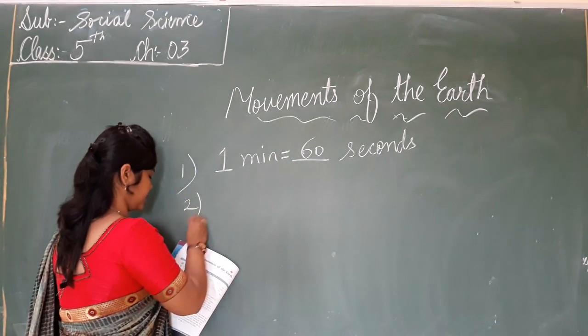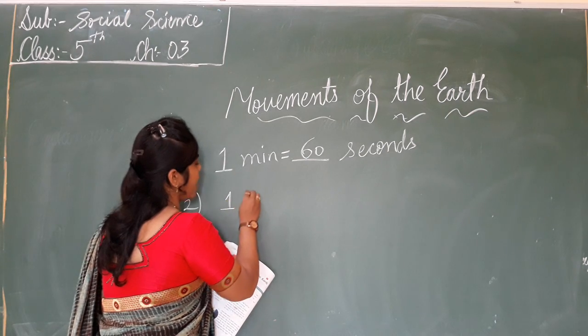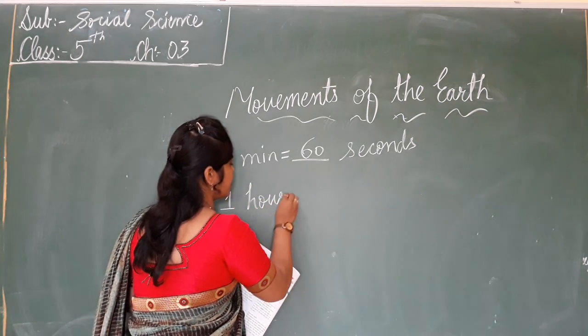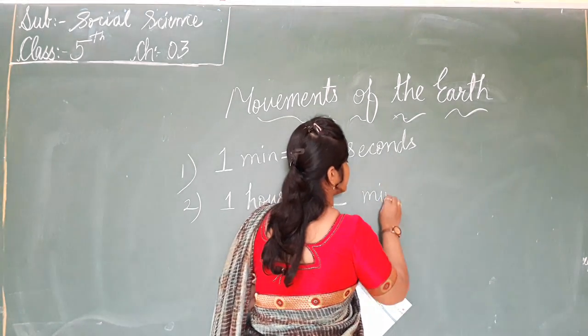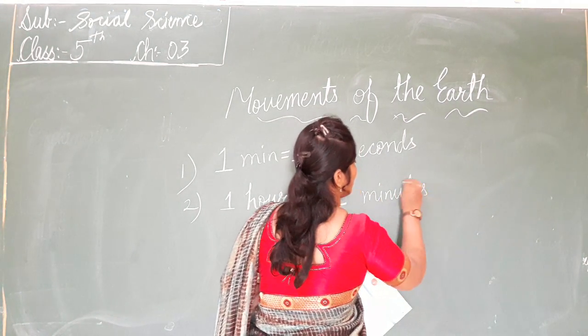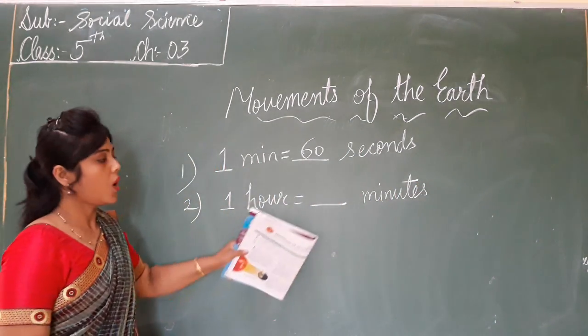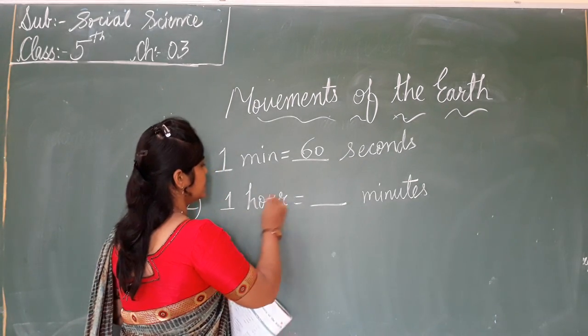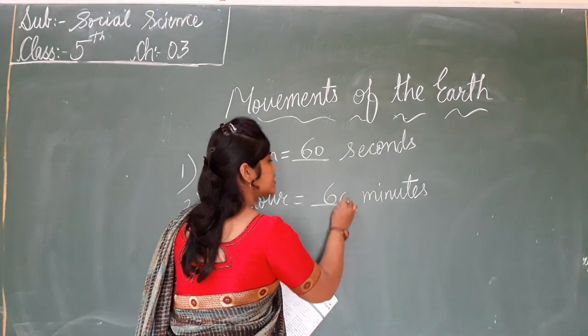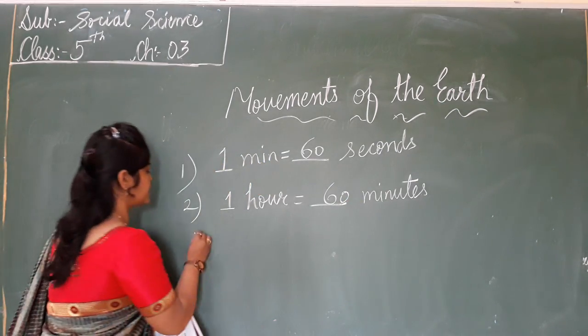Now the second one: 1 hour is equal to how many minutes? So 1 hour is equal to 60 minutes.